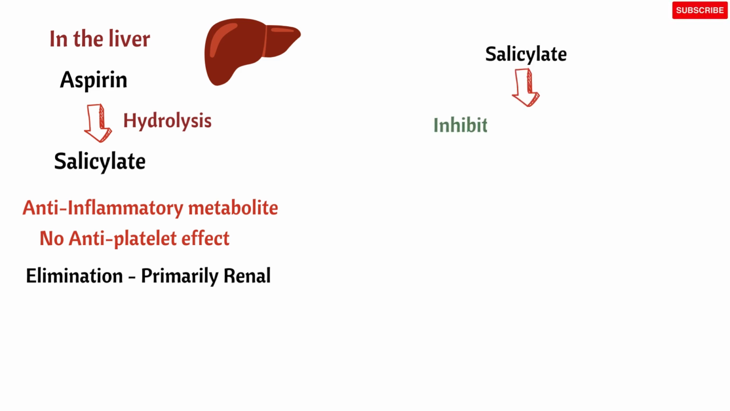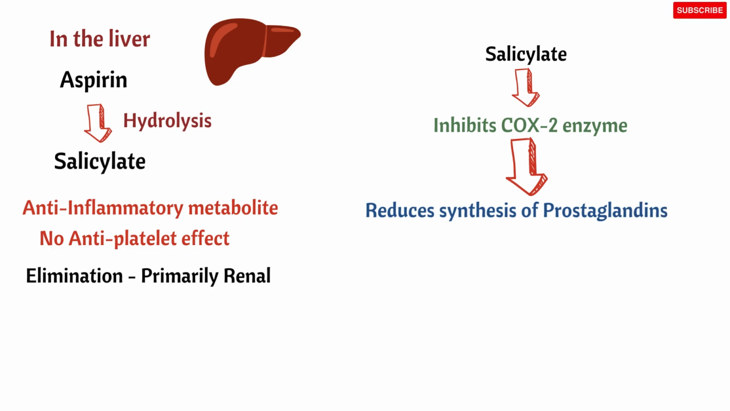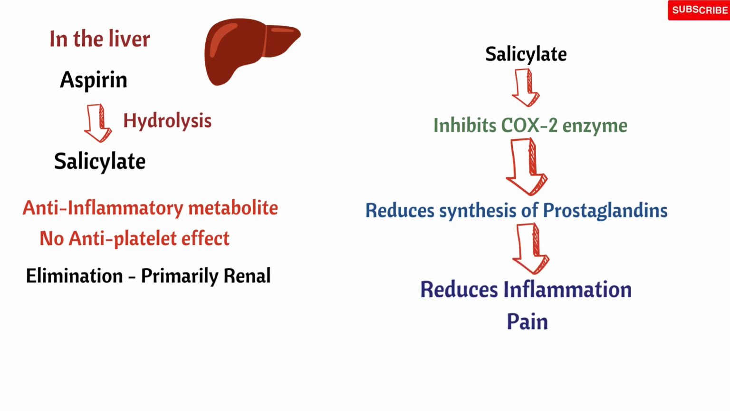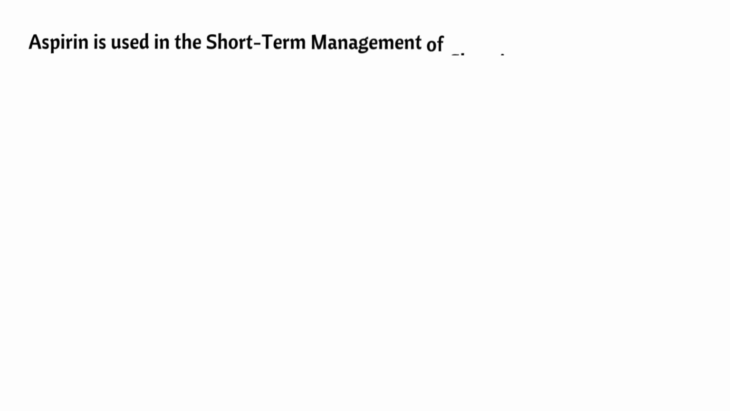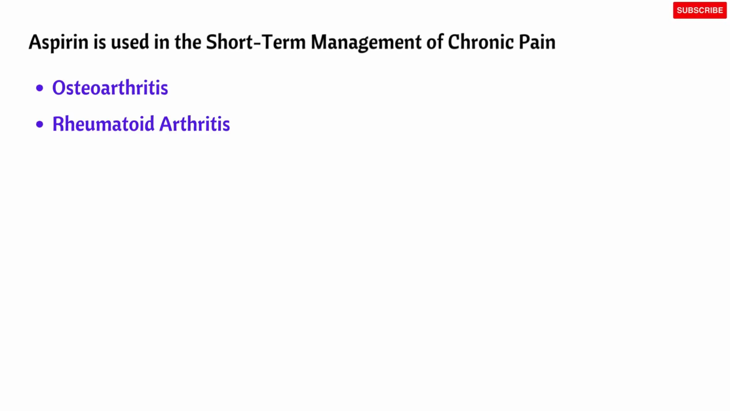Salicylate works by inhibition of the COX-2 enzyme, and this reduces the synthesis of prostaglandins, which ultimately reduces inflammation, pain, and fever. So aspirin is indicated in conditions like headache, musculoskeletal, and dental pain as well. In addition, aspirin is used in the short-term management of chronic pain, including osteoarthritis, rheumatoid arthritis, and ankylosing spondylitis.